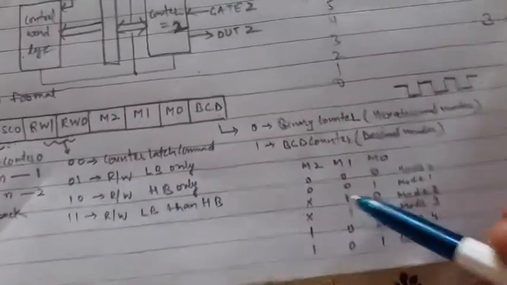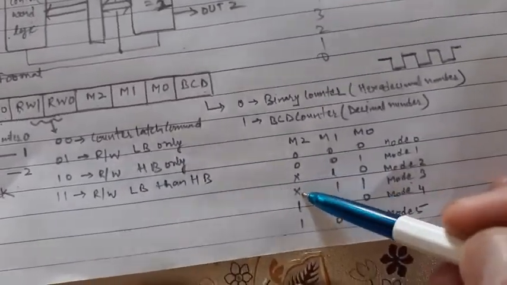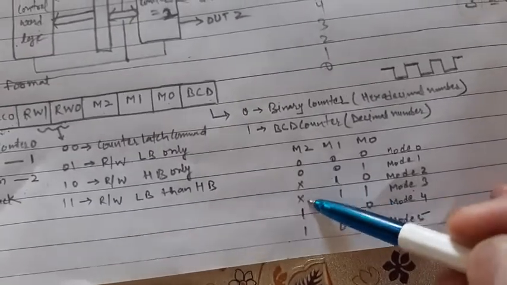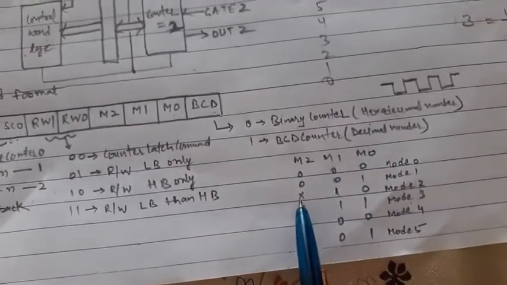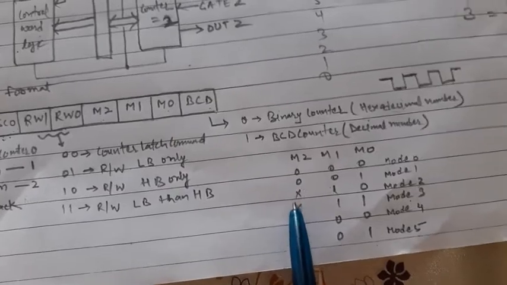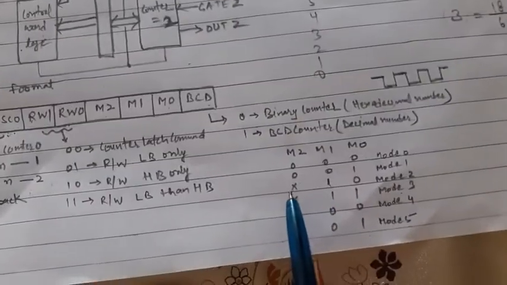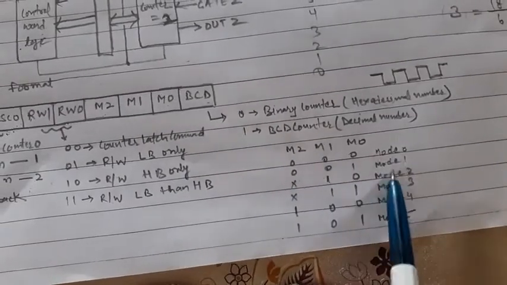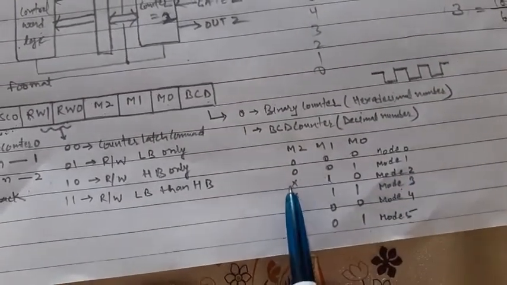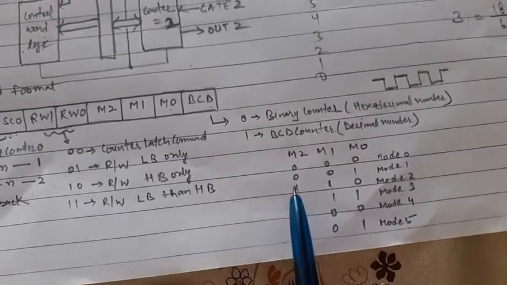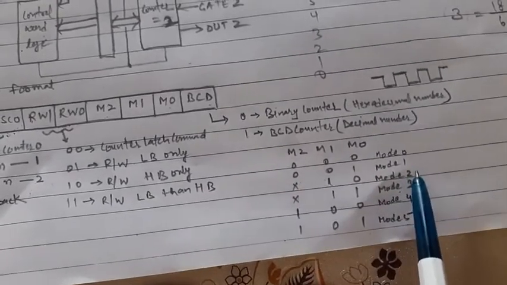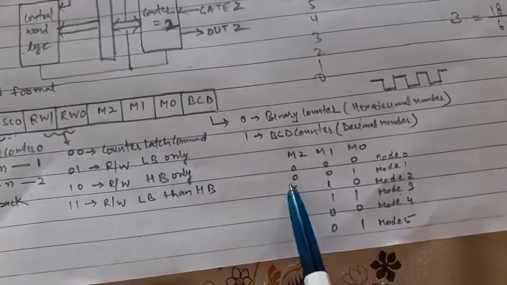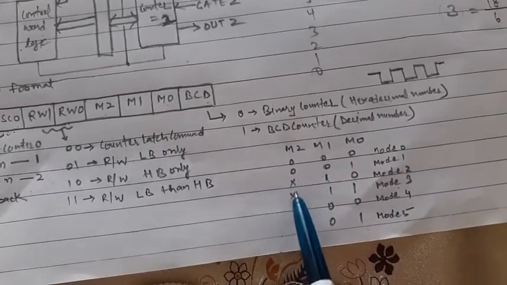See here, I have put the don't care condition, so this bit can work as 0 as well as 1. If a programmer gives 0 here, then 0 1 0 means mode 2 will be selected, and if someone gives 1 here, then for 1 1 0 also mode 2 will be selected. That's why I put a cross here as well as here.